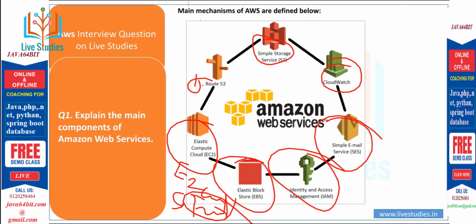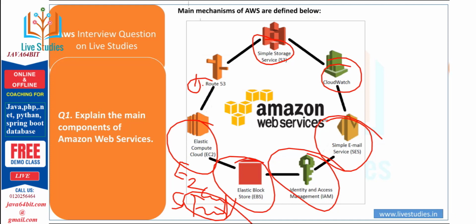So I'm discussing them one by one. What is Route 53? Route 53 is a highly available Domain Name System, DNS, web service. It helps route end users to internet applications by mapping names like www.livestudy.com to a numeric IP address like 192.168.0.2.